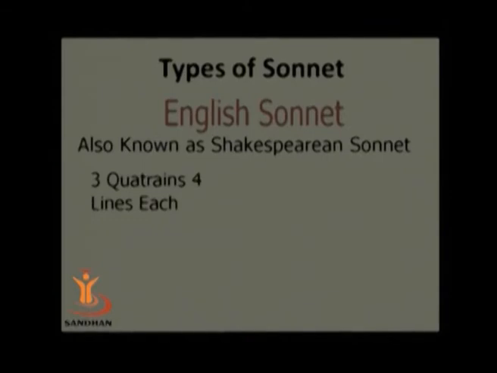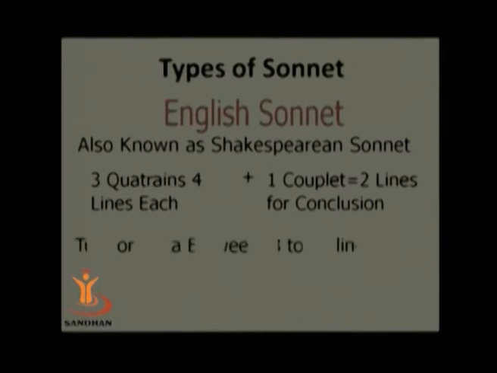The Shakespearean sonnet is different from the Petrarchan sonnet in its form, as it has 3 quatrains of 4 lines each. As we had discussed earlier, a quatrain is a stanza containing 4 lines. So in a Shakespearean sonnet, you have 3 quatrains of 4 lines each, that is 3 stanzas containing 4 lines each, plus you have a couplet, 2 lines for conclusion. So the thought is developed in the 12 lines, and the last 2 lines, which is a couplet, generally concludes the entire idea.